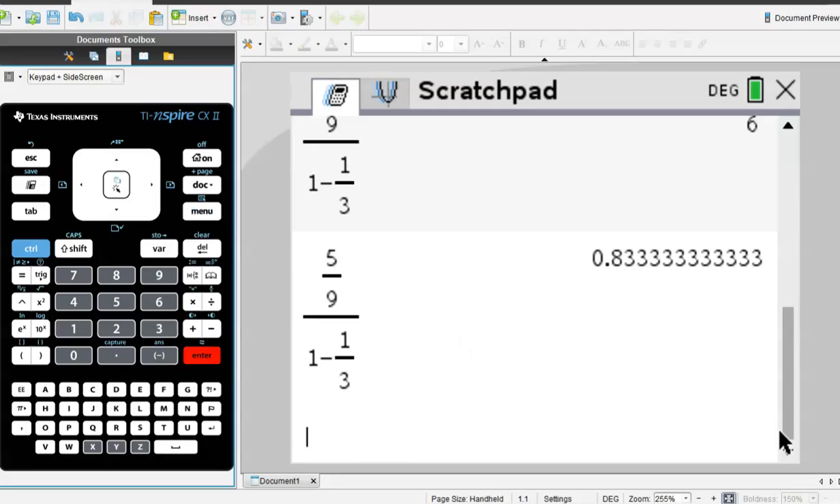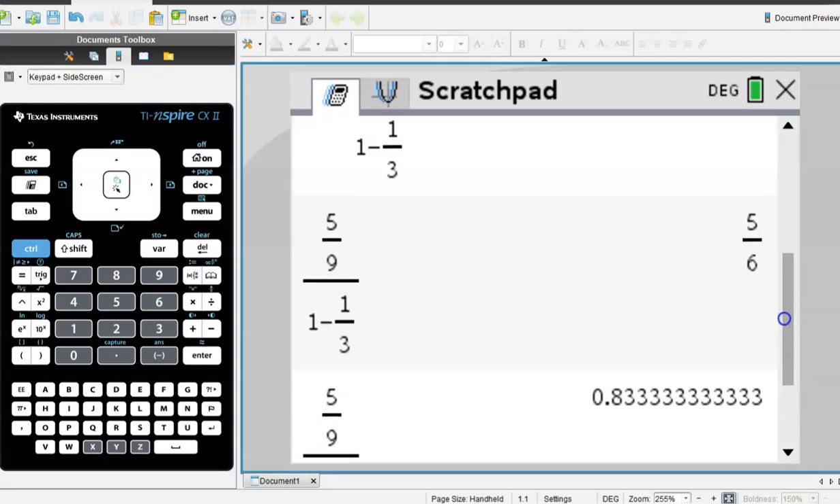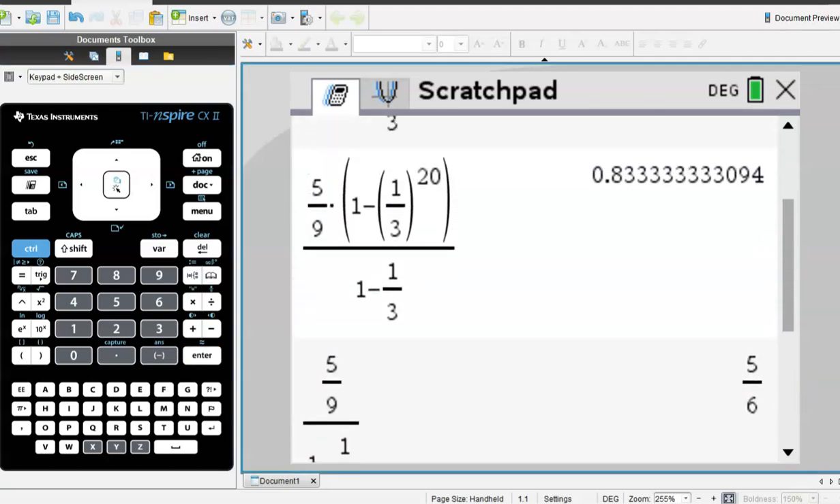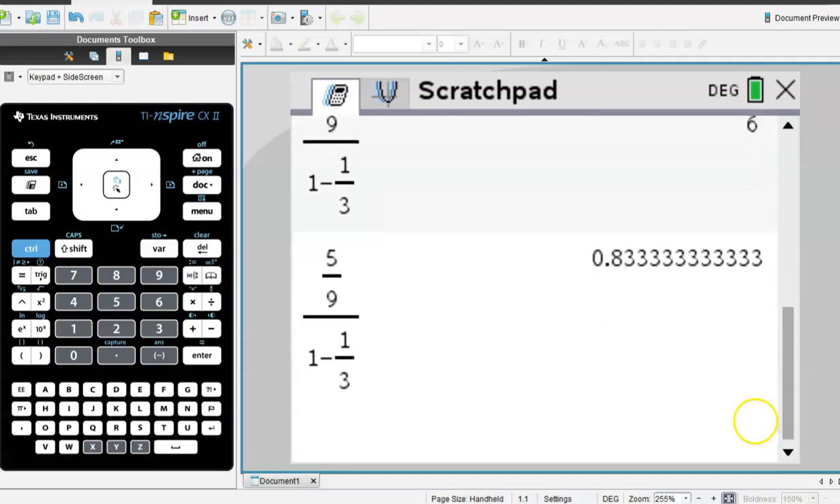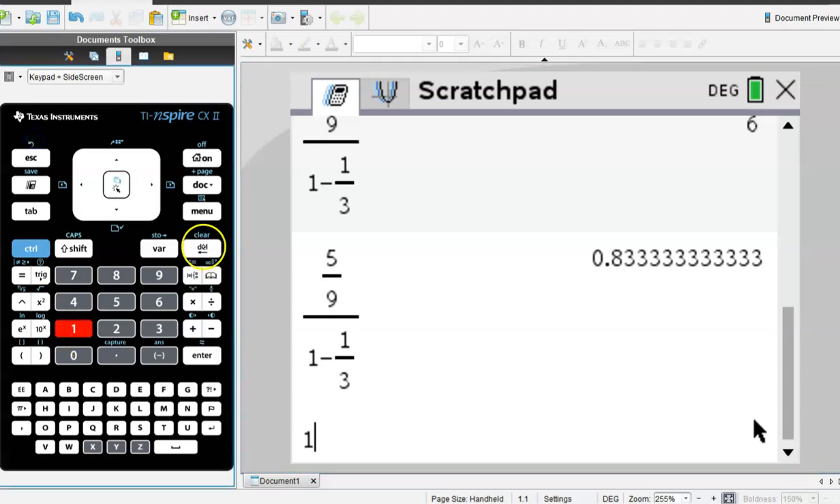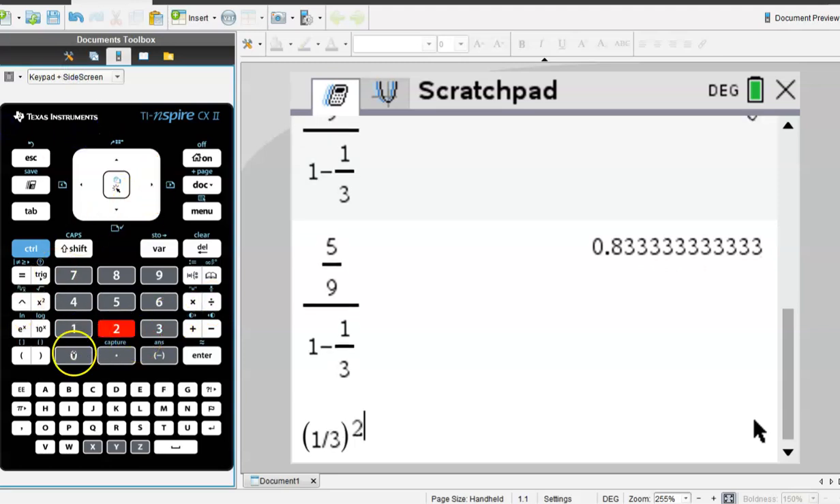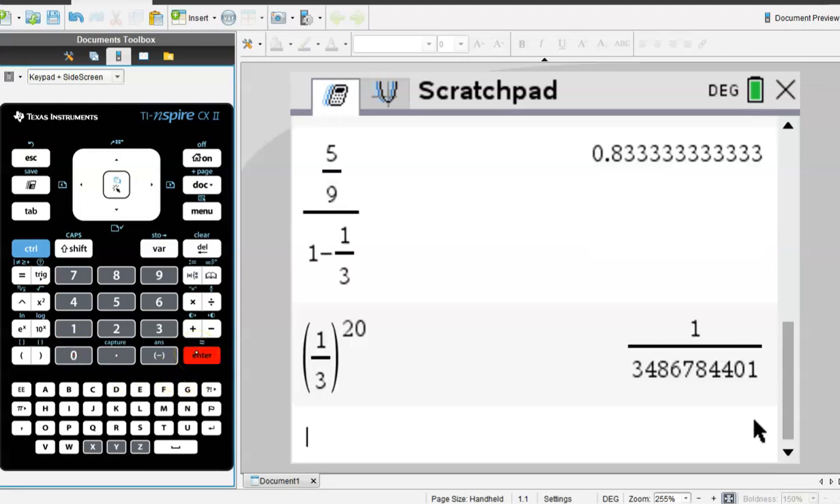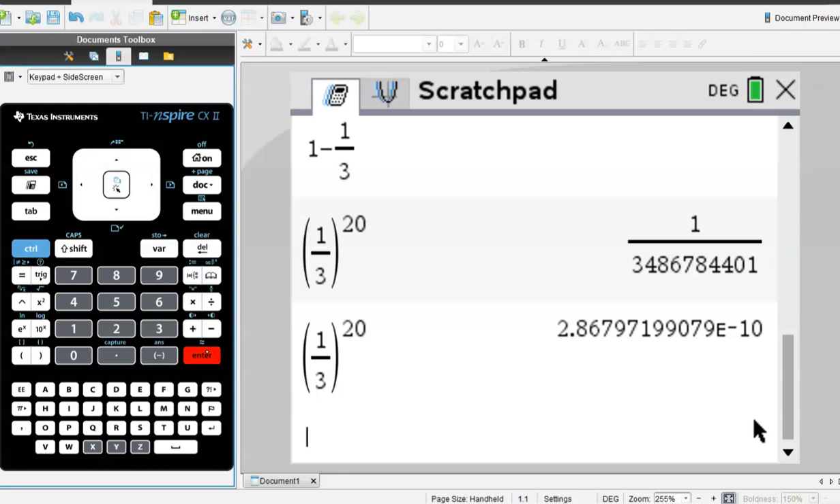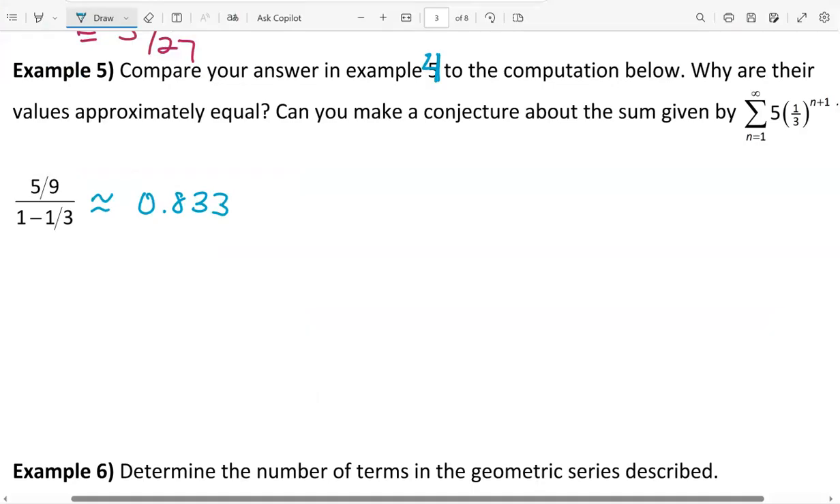If we take a look at the computation in the calculator, I'm going to scroll back up to that. You'll notice what's in parentheses here, 1 minus 1/3 raised to the 20th power. I'm going to take 1/3 and raise it to the 20th power, and we're going to see what that result is. So 1/3 raised to the 20th power is a very small fraction. Let's get a decimal approximation of that. When you do that, you're going to see this in scientific notation, about 2.9 times 10 to the negative 10th. That's a very, very small number, which is very close to 0.